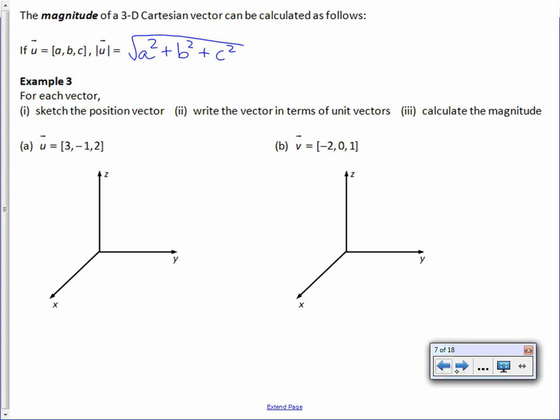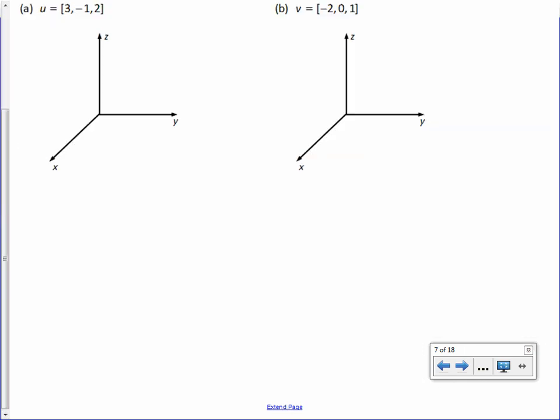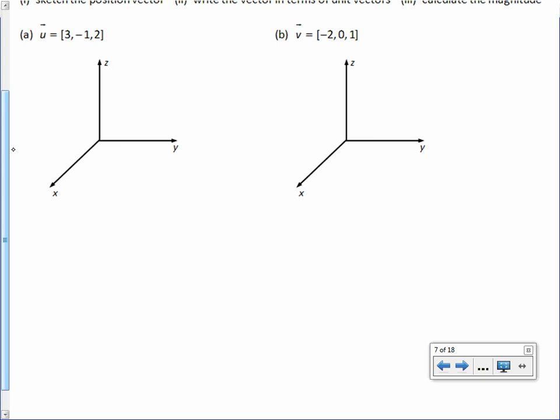So here we go. It's exactly how we were plotting points, just draw the arrow. Don't forget the arrow. That's the important thing. Because if you do all the hard work and you don't draw the arrow, I can't give you full marks because you didn't actually draw the vector. So for 3, -1, 2, let's do the building blocks there.